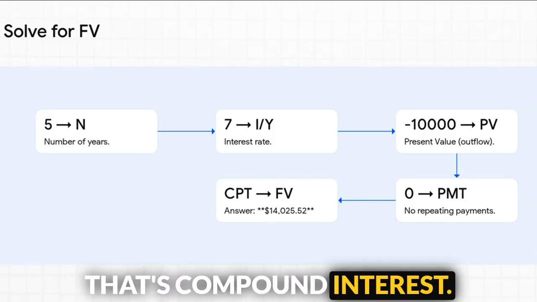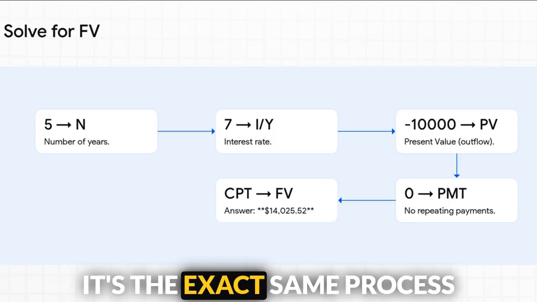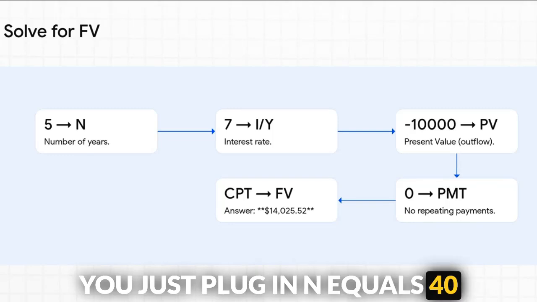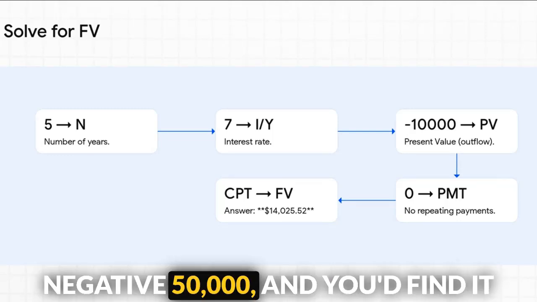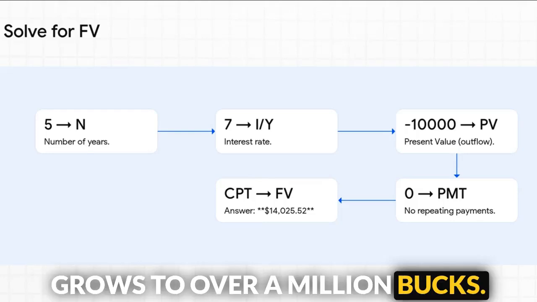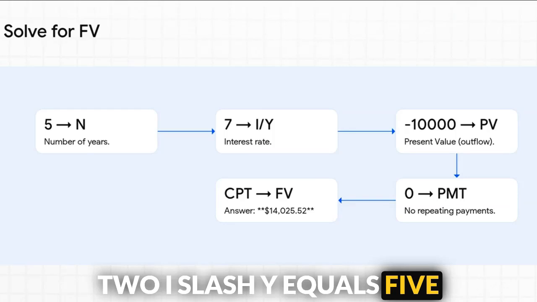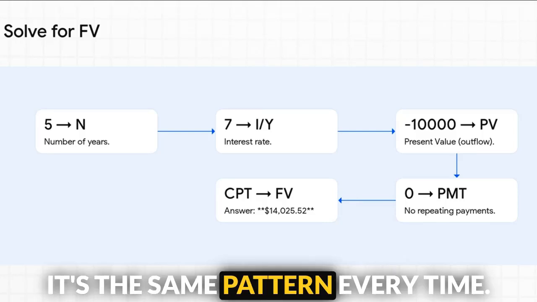That's compound interest. And guess what? You now know how to solve questions 8 and 9. It's the exact same process. For question 8, you just plug in N equals 40, I/Y equals 8, PV equals negative 50,000, and you'd find it grows to over $1 million. For question 9, N equals 2, I/Y equals 5, PV equals negative 1,000. Boom, you get $1,102.50. It's the same pattern every time.